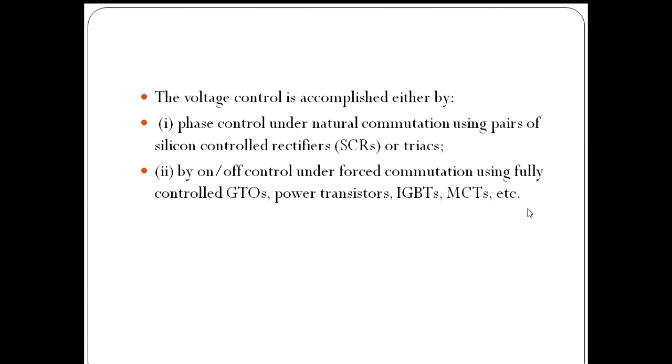By using the on-off control method implemented with forced commutation, we can get voltage control, or by using phase control under natural commutation with an anti-parallel connection of thyristors, or by using a triac, we can get that. By using any one of the methods we can get voltage control, but generally phase control along with natural commutation is used in AC voltage controllers.